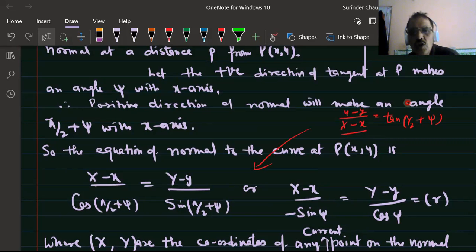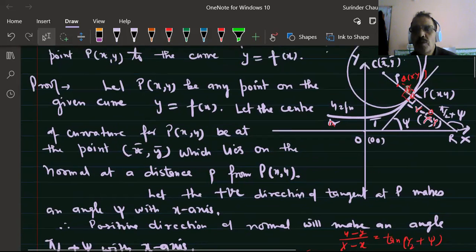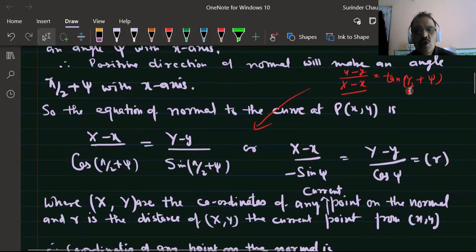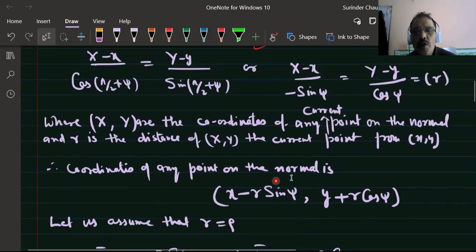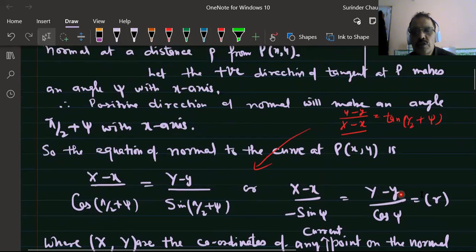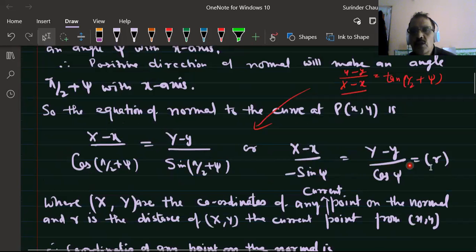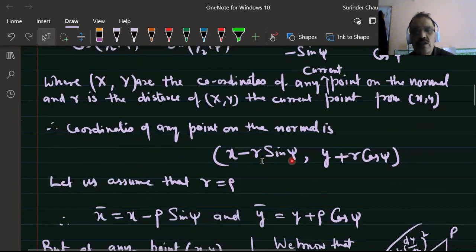On simplification we get (X minus x) upon cos of (pi by 2 plus psi), which is minus sin psi, equal to (Y minus y) upon sin of (pi by 2 plus psi), which is cos psi, equal to r, the distance between the points. Therefore the coordinates of any point on the normal in terms of r are: X equals x minus r sin psi, and Y equals y plus r cos psi.